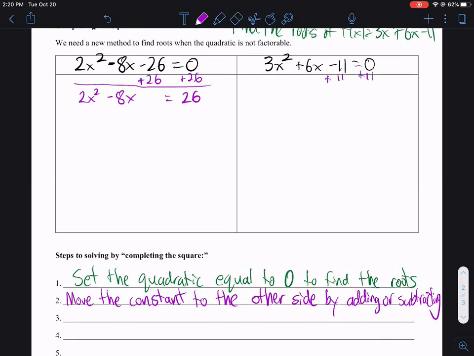Okay, so in this case, you would want to move the 11 over. So you would add 11 to both sides. Okay, so hopefully this is what you did for your next step. If not, please fix it.